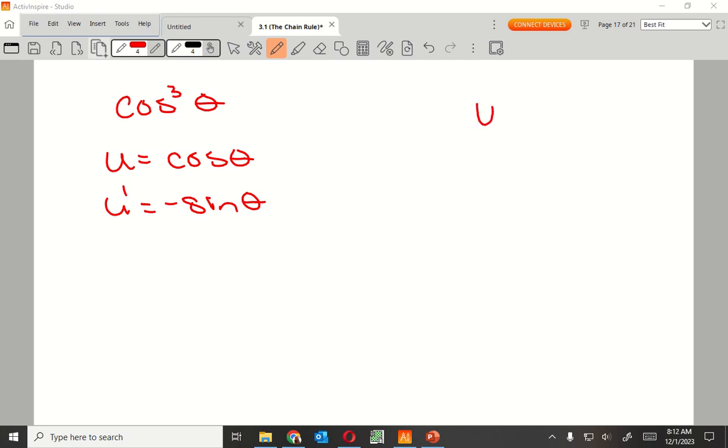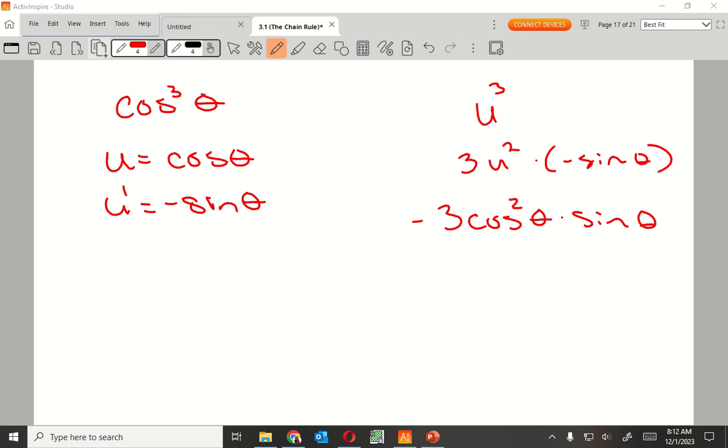Okay, so if I sub this and I say u was the cosine, over here this is going to become u to the third. Then by doing the derivative of that, that's going to give me 3u squared times negative sine theta, which I plug back in: 3 cosine squared theta times sine theta.